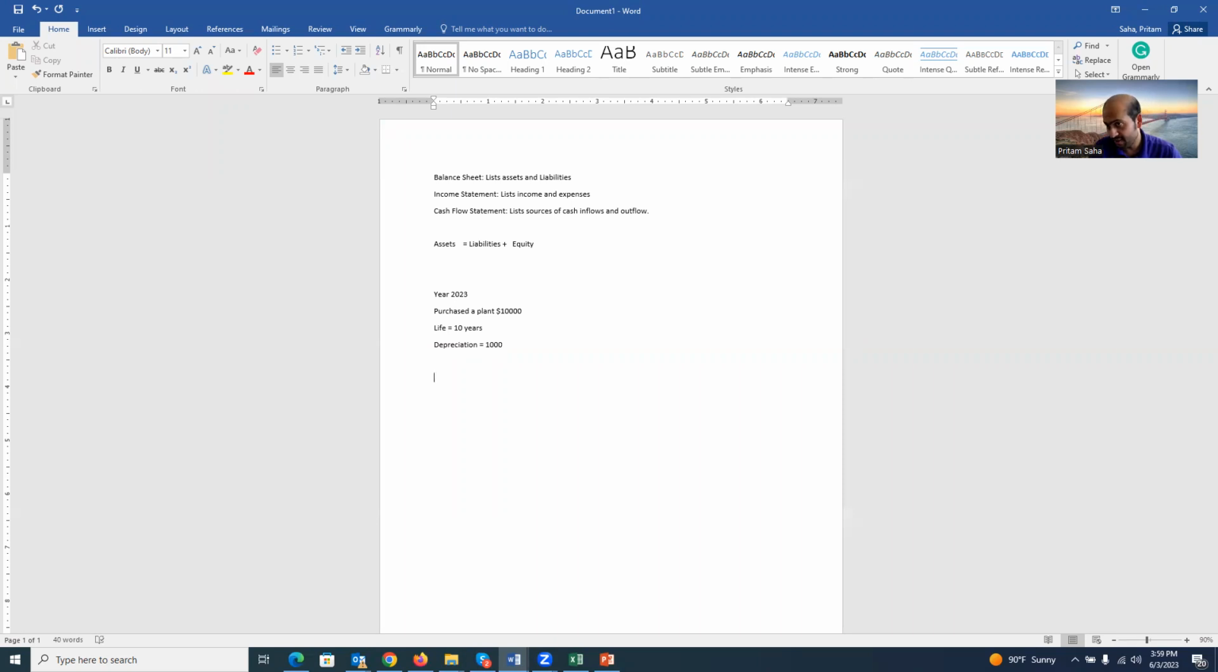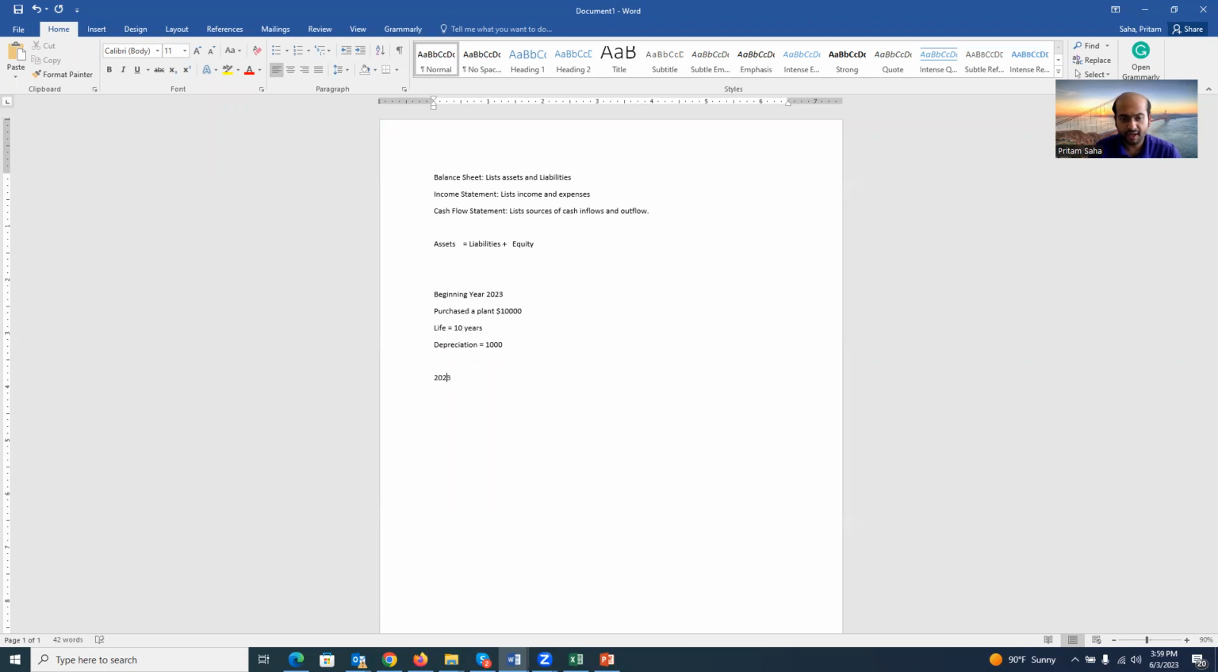In the balance sheet, assets are recorded at book value. Book value means historical cost minus depreciation, all the depreciation over the years. So when you talk about the end of 2023, because you purchased the asset at the beginning of 2023.